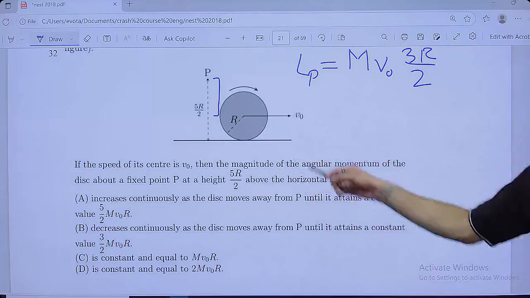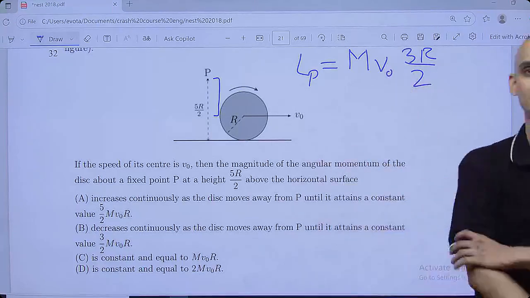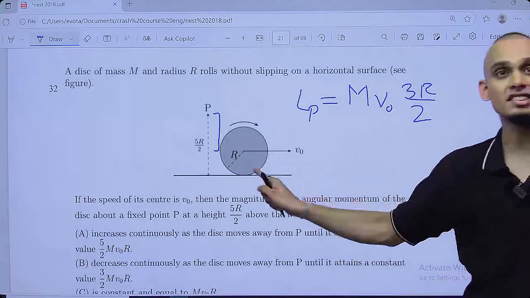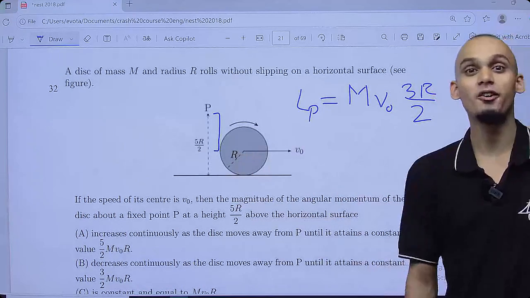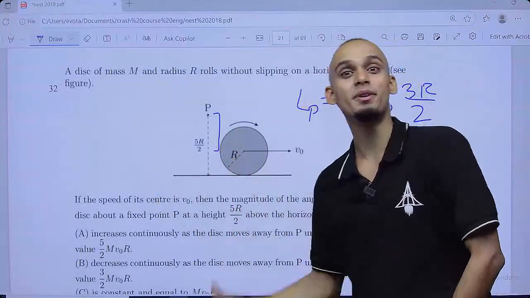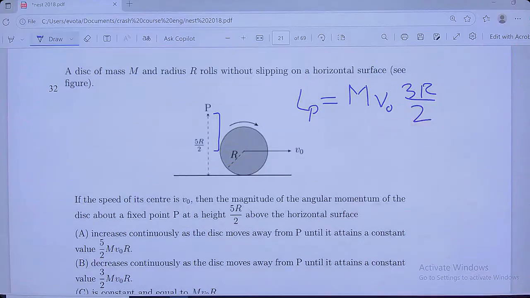Right? When it follows a rolling without slipping condition, only its center of mass will move with a constant speed. Hence, we can write this as the angular momentum. But until and unless it attains this constant speed, what will be happening? It will be rotating faster than it would be moving. That means the center of mass will not attain a velocity v naught until it starts rolling without slipping.